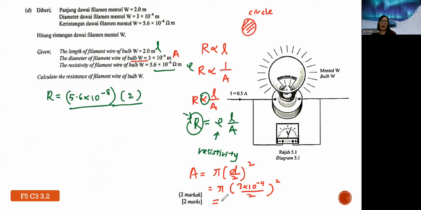So let's try to get the answer first. I generally get the surface area 7.06858 times 10 power of -8 m². Then I put it inside. Same thing, when you press the calculator, always make a habit of putting brackets.